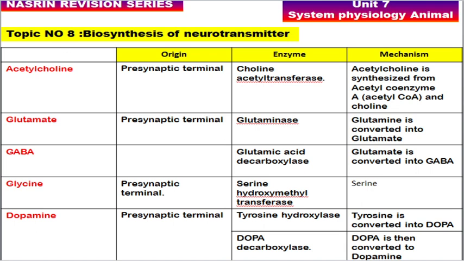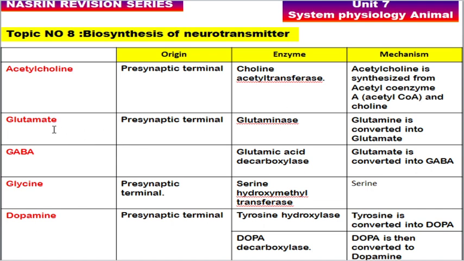First we will study the biosynthesis of neurotransmitters. Acetylcholine, glutamate, glycine and dopamine all originate from the presynaptic terminal, friends. So you should know from which particular part they are originating. Next, acetylcholine: the enzyme which catalyzes its synthesis is choline acetyltransferase. The mechanism is that acetylcholine is synthesized from acetyl-CoA and choline.